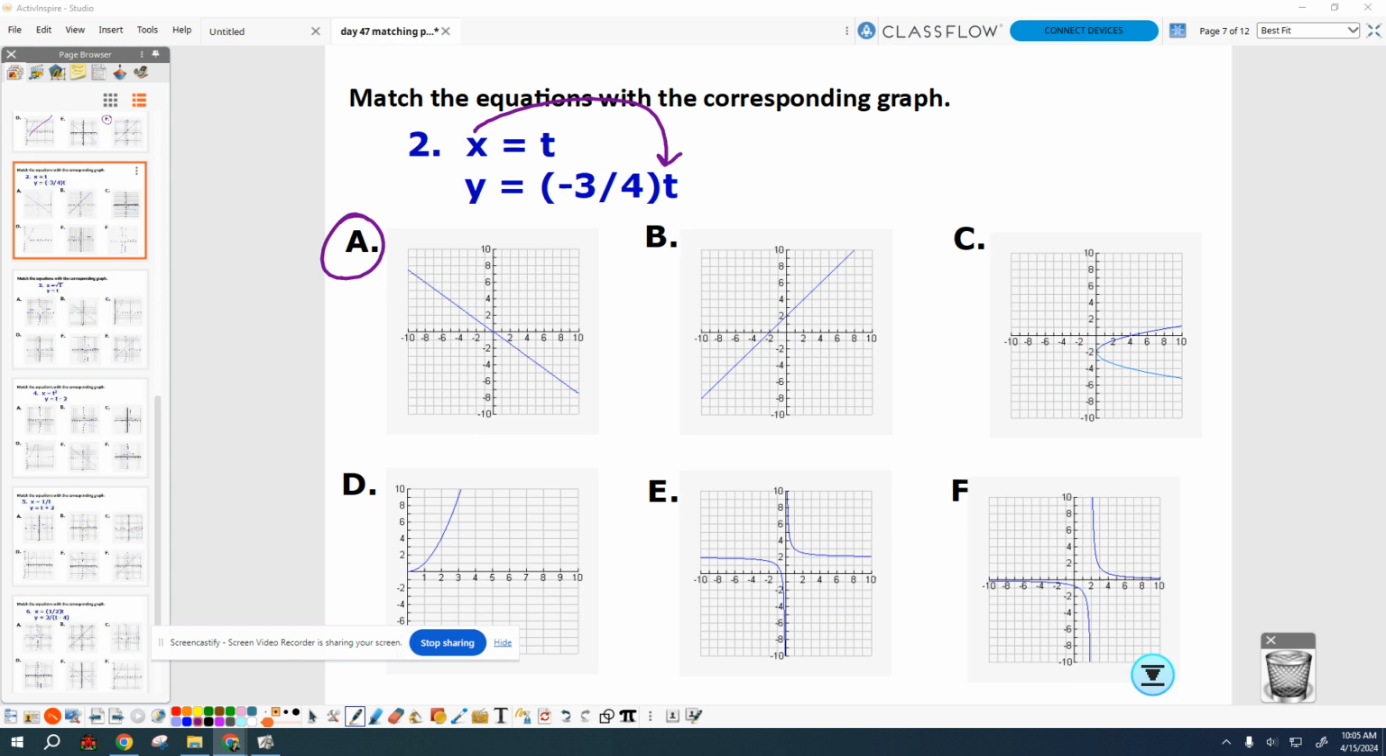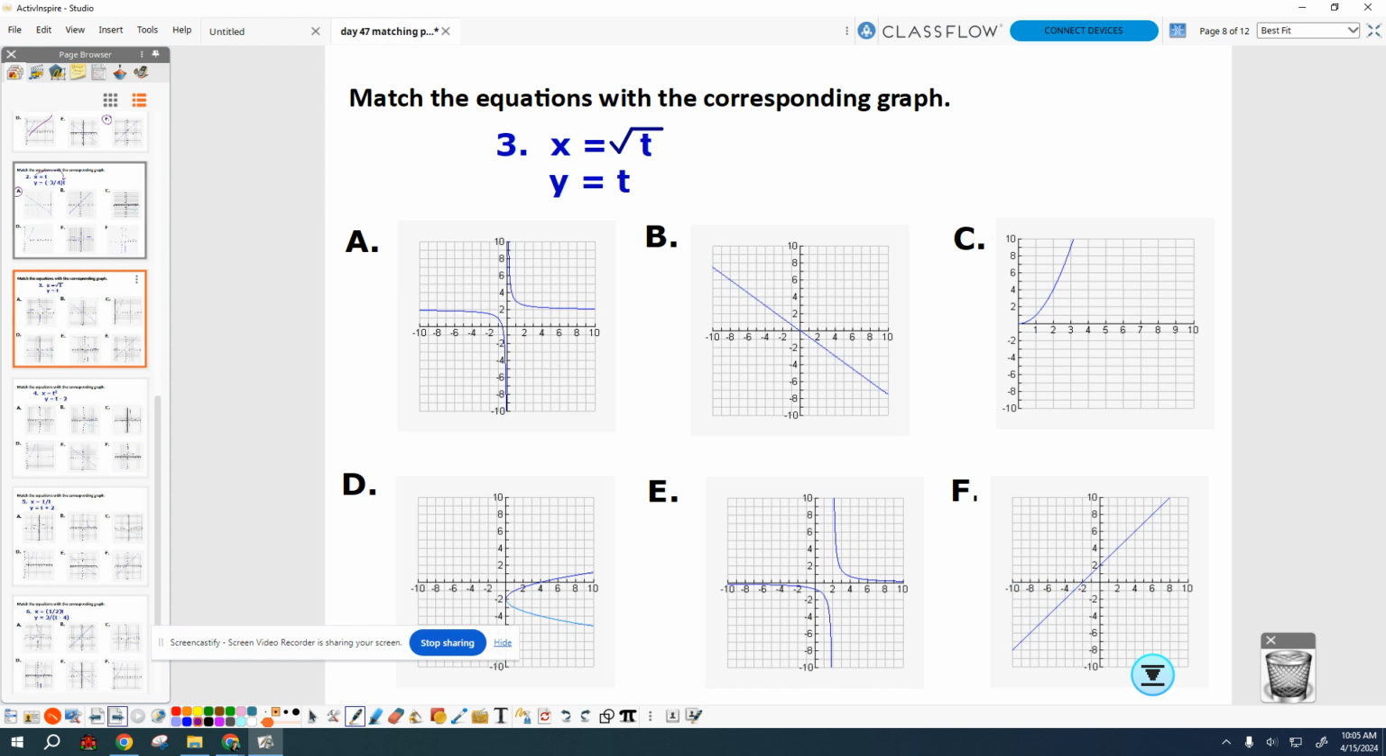So number 2, yes, negative 3/4 is the slope, because x equals t, plug in x for t. I mean, it's going downwards. Negative slope goes through the origin, cool.